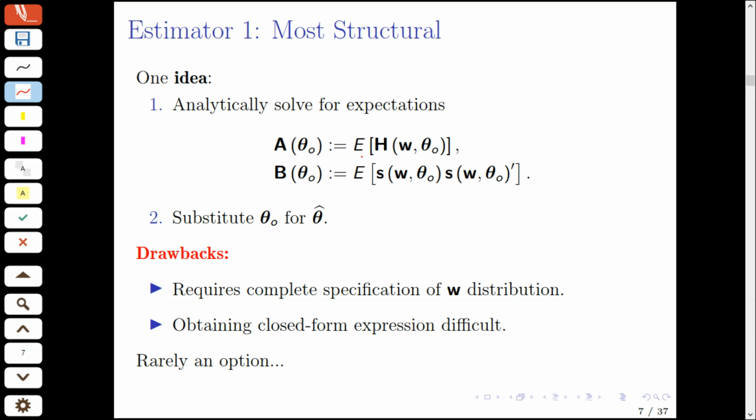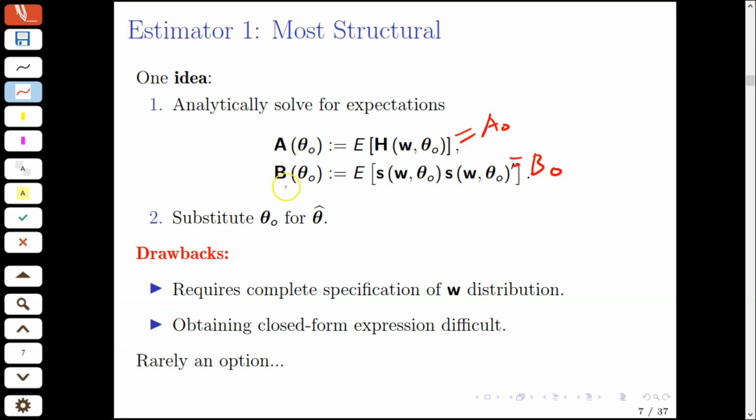Then we could think of the A0 matrix and B0 matrix as arising from functions, let's call them A and B as well, evaluated at theta naught, the true parameter. Now, if we had such analytic expressions available, that is, we are able to actually solve for these expectations, then we could simply replace the unknown true parameter theta naught with our consistent estimator thereof.